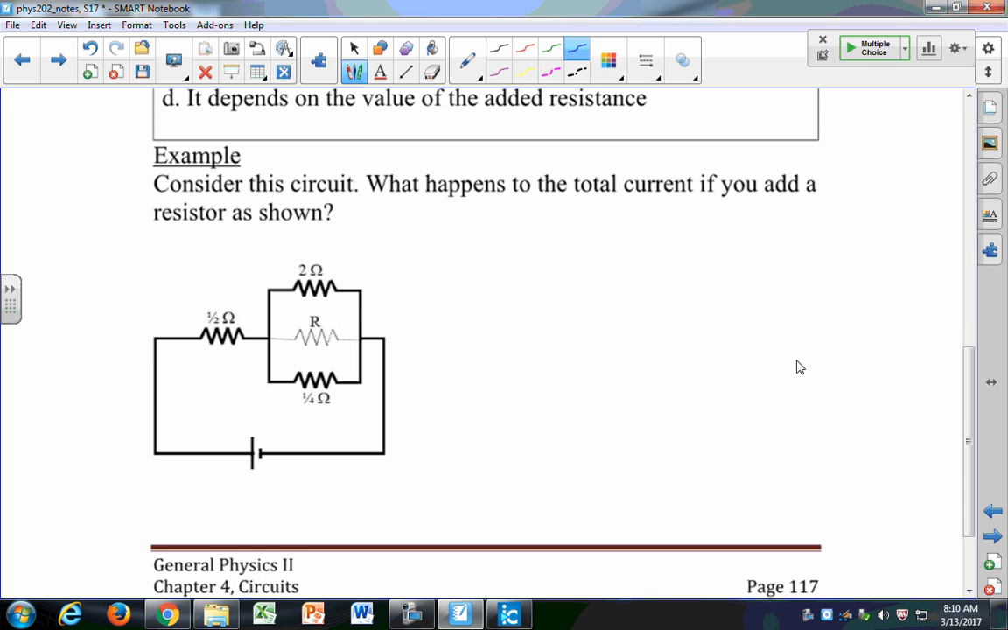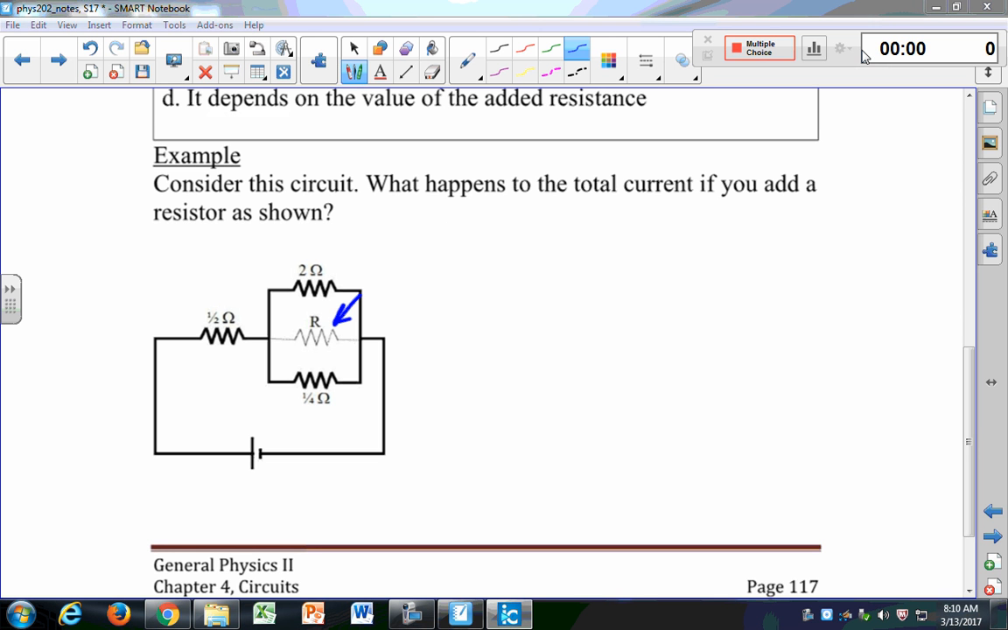Let's do it as a clicker question. What happens to the total current if you add a resistor right here? If you add this resistor, what happens to the total current? Does the total current increase? Does the total current decrease? Or does the total current stay the same? If I add this resistor right here, what happens to the total current? The total current is the current right here.